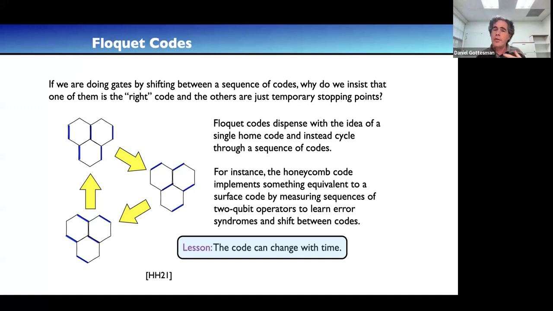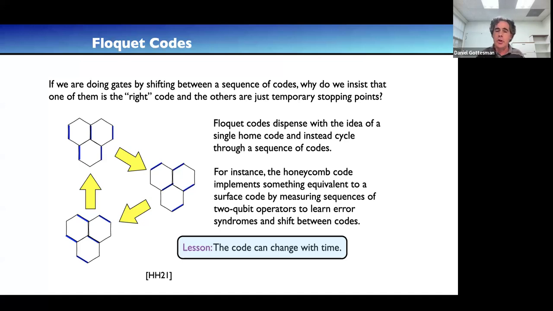So that's the idea of a Floquet code. In a Floquet code, instead of having just one code that we work with most of the time and then always want to return back to, it has a sequence of codes. And none of those codes is preferred. They're all on an equal footing. So we can just cycle through the sequence of codes. And by doing that, you can get some advantages.